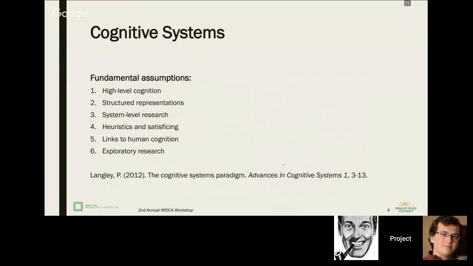MIDCA actually does not have a big commitment to modeling human data per se, but it is inspired in many ways by human performance and human behavior, and has certainly a relationship there, but we don't model in particular data that would be collected from human subjects, for example.